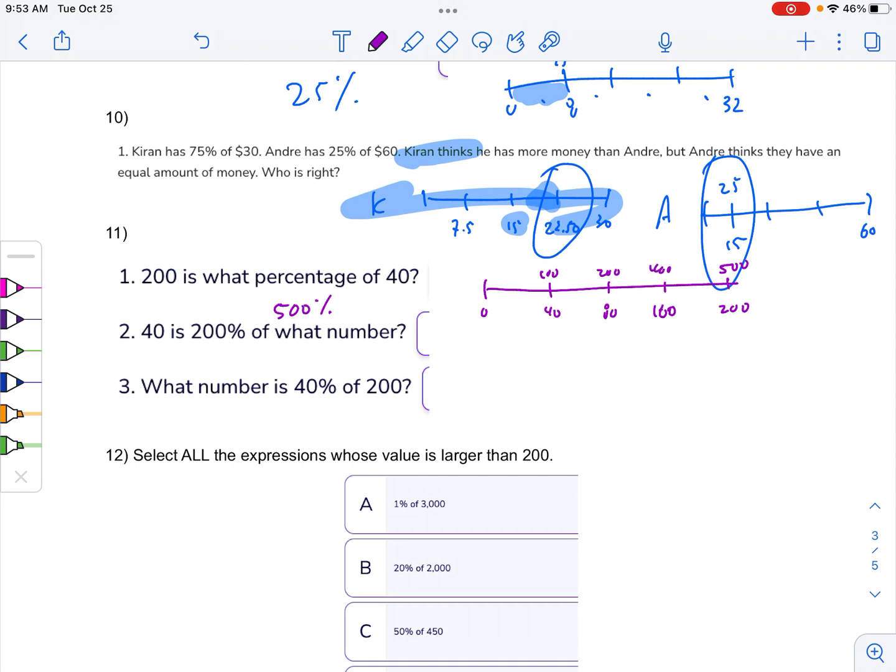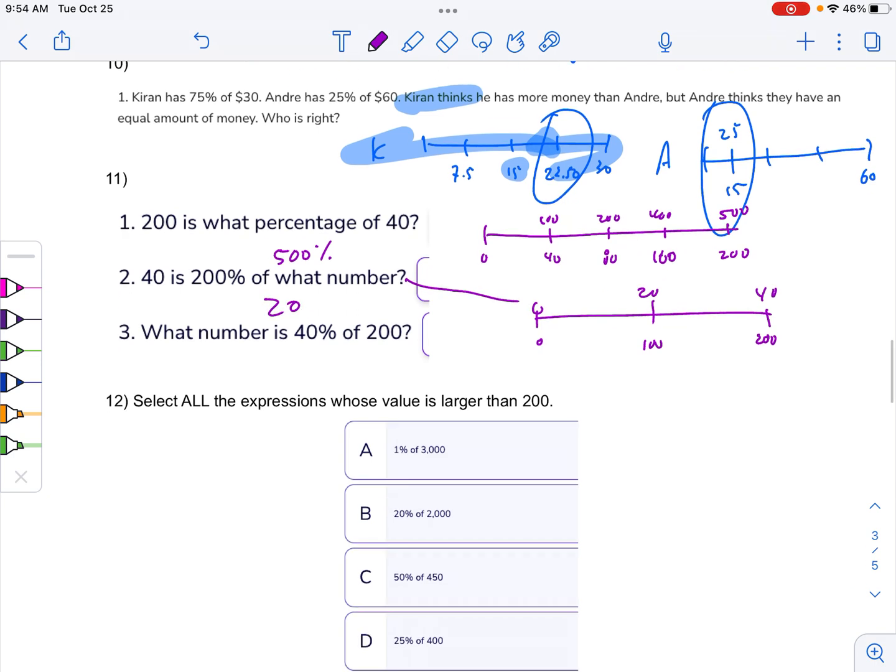40 is 200% of what number? So I'm gonna use that number line again. So what we got here? 40 represents 200%. So I just need to get to 100%, which is half of it. Easy peasy, right? Look at that. The answer is 20.